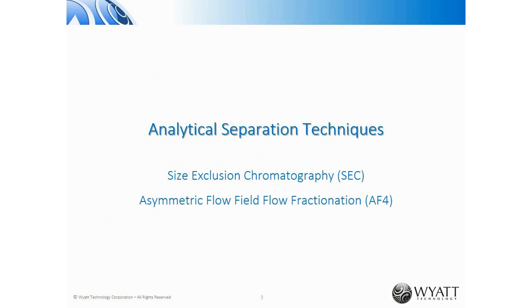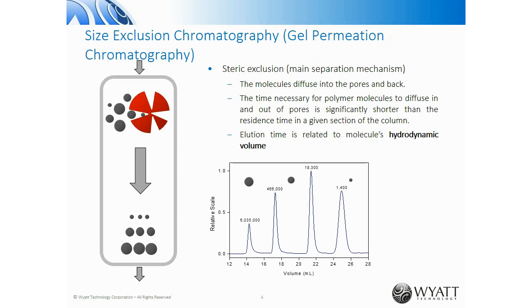Concerning analytical separation techniques, we have 2 possibilities: size exclusion chromatography and asymmetric flow field flow fractionation. Size exclusion chromatography is also known under its original name, gel permeation chromatography. It is well established and widely used analytical separation technique that is used in all fields of polymer science to determine molar mass distribution. The main separation mechanism is called steric exclusion.